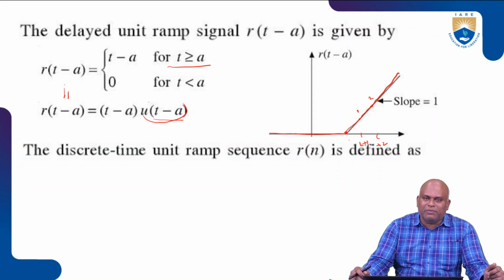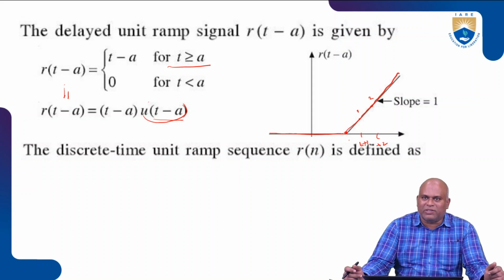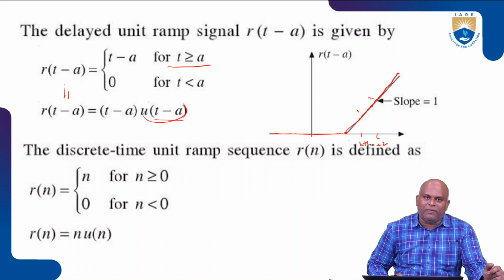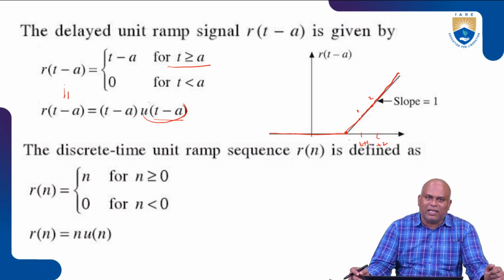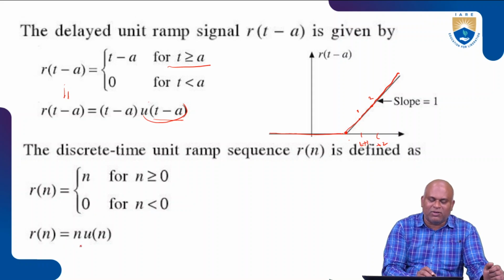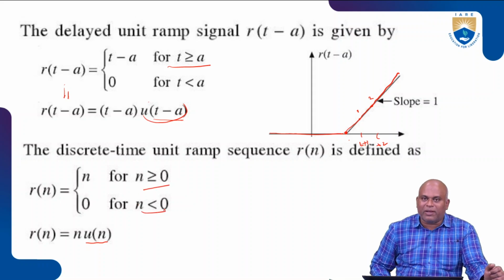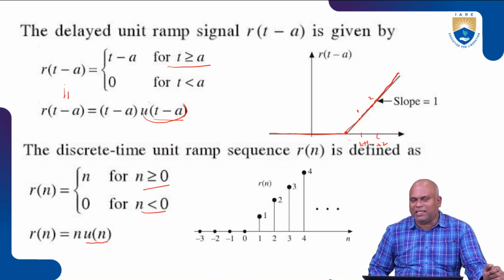We may represent the unit ramp signal for discrete time as well. The discrete time unit ramp sequence r of n is described as r of n equal to n for n greater than or equal to 0, and 0 for n less than 0. So r of n is equal to n u of n, which we write for this limit only. We may write the graphical representation like this.